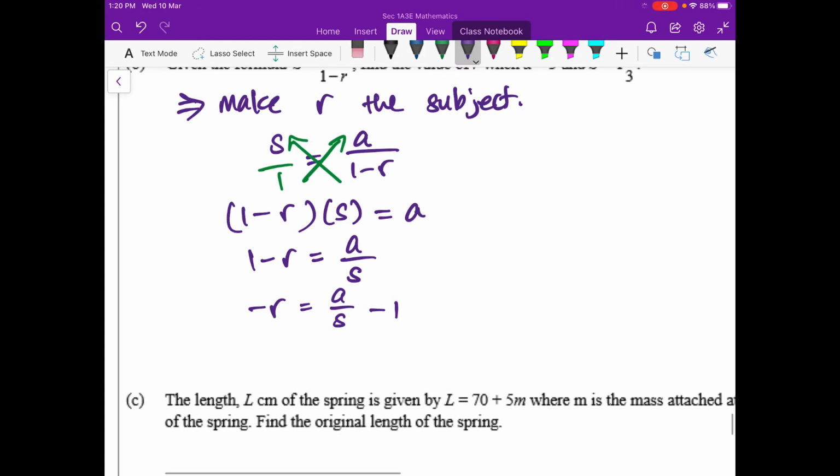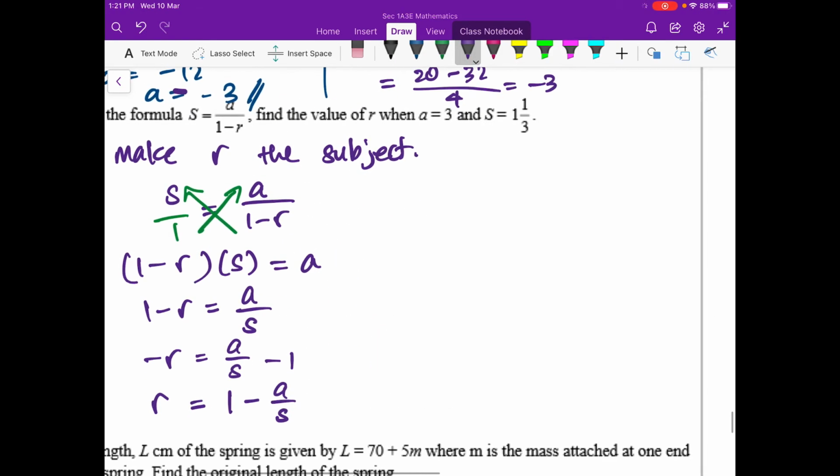Finally, I just want r only. I don't want a negative sign. I'm going to multiply by negative 1 on the right hand side as well. And that effect is just a change in the sign. Negative 1 becomes positive 1. A over s becomes negative a over s. I've just made r the subject.